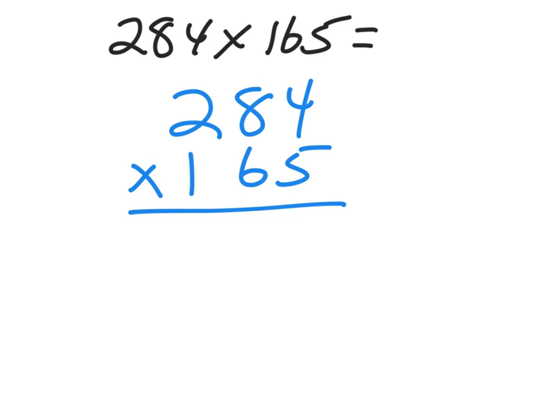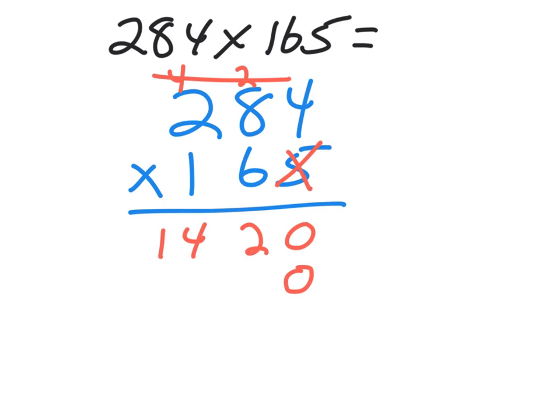I'm going to start by multiplying the 5 times the 3 numbers in the top. 5 times 4 is 20. Carry the 2. 5 times 8 is 40, plus 2 is 42. Carry the 4. 5 times 2 is 10, plus 4 is 14. Okay? Done with that row of carry marks. Done with the 5. Put down a 0 to hold the place for the 5.